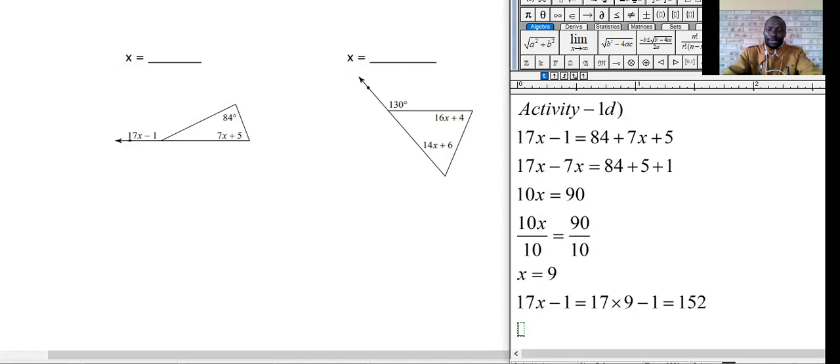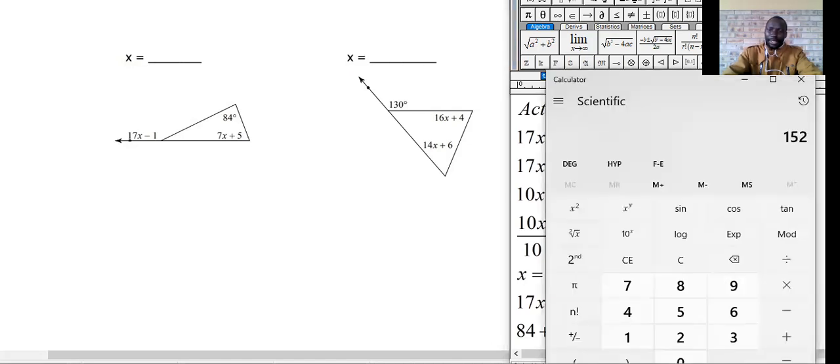Well, we already have 84. So let's add 84 to 7x. Now notice that 7 times x is going to be 7 times 9, okay? So we are going to write this as 7 times 9 plus 5. We want to see what we get here. So this is going to be 84 for the first term. Then 7 times 9 plus 5, well, let's get that on the calculator. 7 times 9, when we add 5 to it, we get 68. Yes, we get 68 degrees.